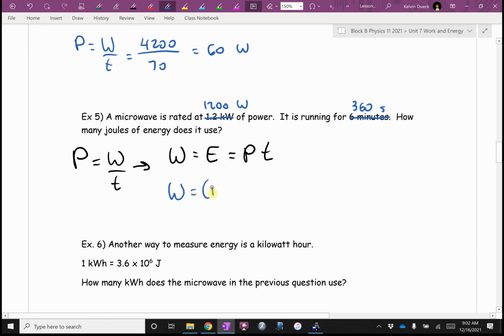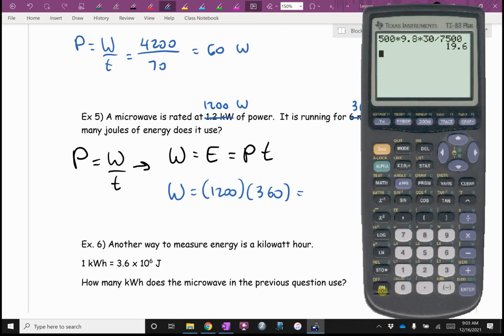How much power? 1,200. How much time? 360. Your parents, I'm assuming none of you pay your own electric bills, your parents' electric bill, they get charged for how much energy they use. Using a microwave for how long? 6 minutes, not very long, is almost 500,000 joules of energy.